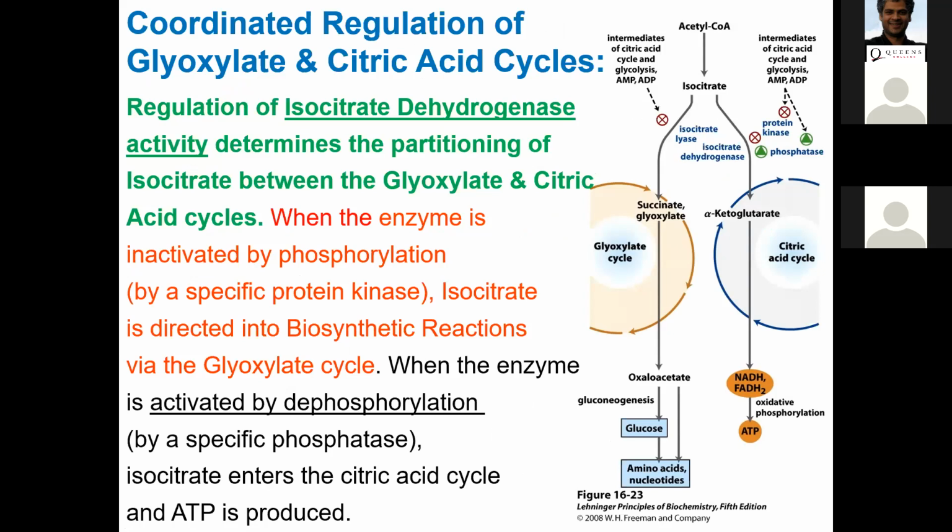Plants will need the citric acid cycle to grow, right? And plants, seeds might need the glyoxylate cycle to actually license their growth when there is no sunlight, right? So how are these two cycles regulated? Coordinated regulation of the glyoxylate and citric acid cycle.